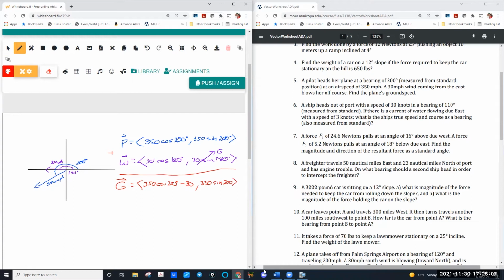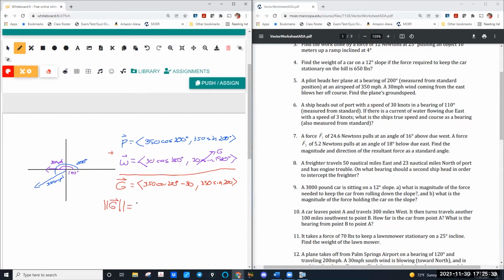And let's go ahead and find the plane's ground speed. Whenever you see the word speed, that's the magnitude. So we know that the vector G is made up of these two components. The ground speed is the magnitude of this vector. So we're going to find the magnitude of G.